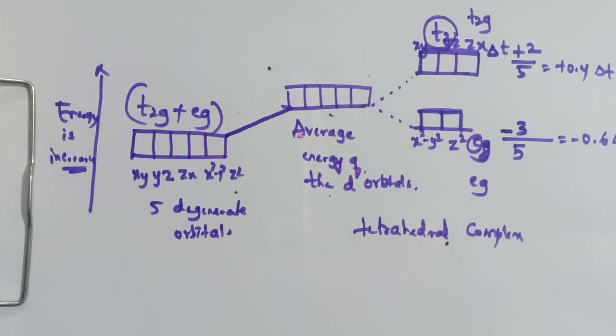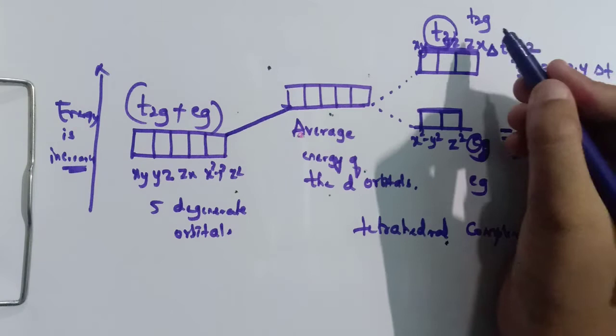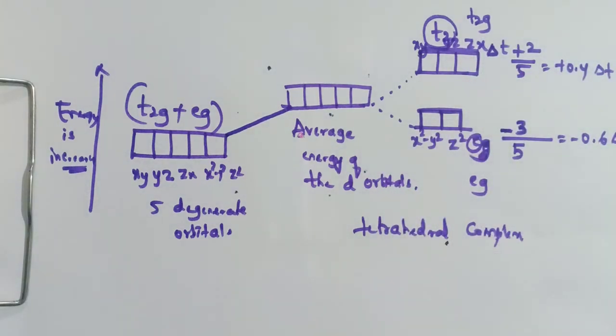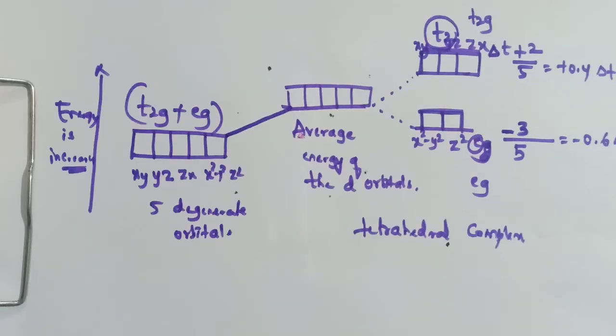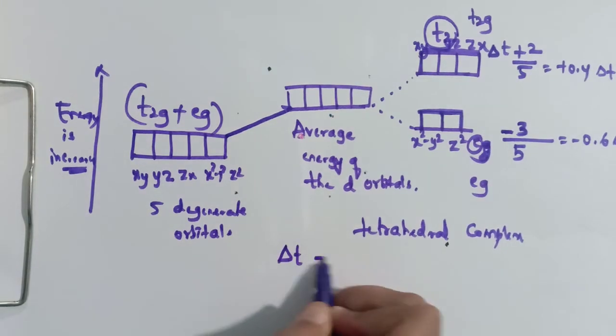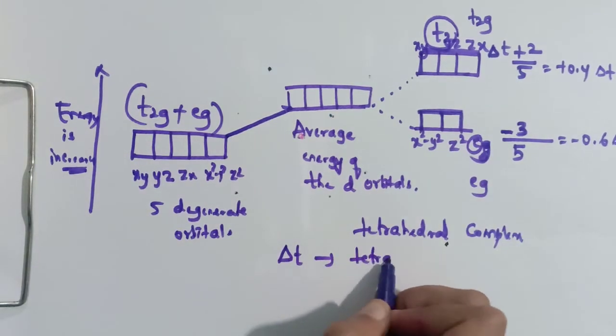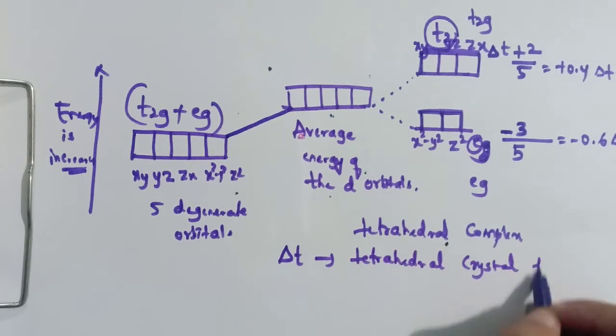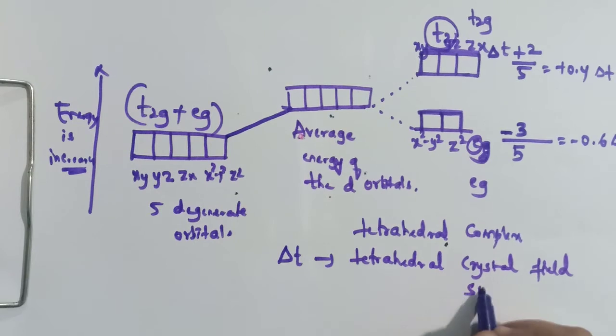Whereas in the octahedral complex, here are the Eg orbitals, and here are the T2 orbitals. It is exactly opposite of the octahedral complexes. And the definition for tetrahedral crystal field splitting is, it is denoted by delta T. It is tetrahedral crystal field splitting.